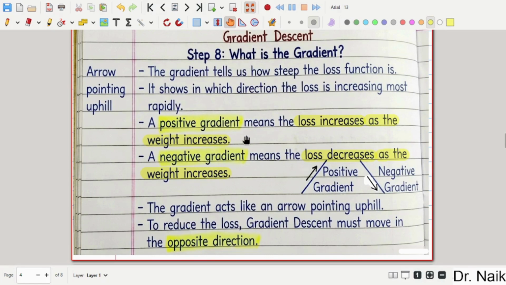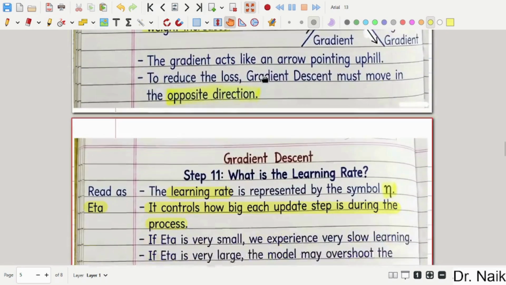A positive gradient means the loss increases as the weight increases, and a negative gradient means the loss decreases as the weight increases. The gradient acts like an arrow pointing uphill. To reduce the loss, gradient descent must move in the opposite direction.